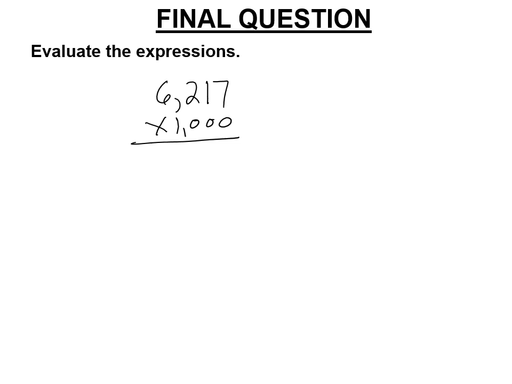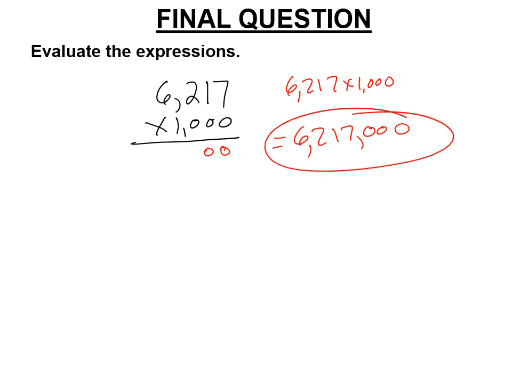Now that's 6,217 times 1,000. Are you going to do this work, or are you going to use the trick we learned yesterday? When you multiply by 1,000, what do you do? You add 3 zeros. That's what I wanted you to do there, right? Saves you a lot of work. 6,217,000.